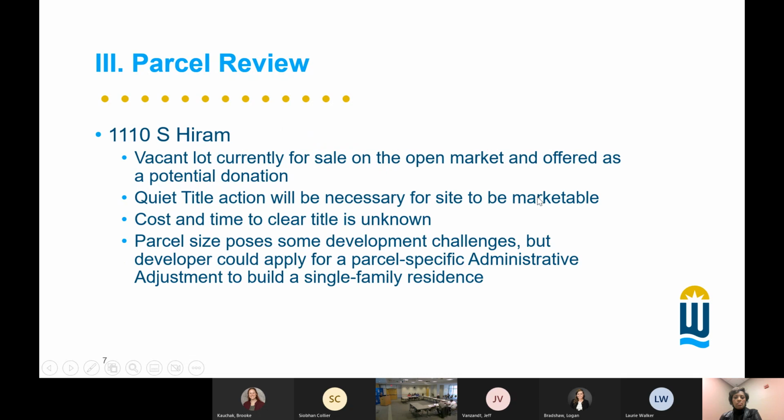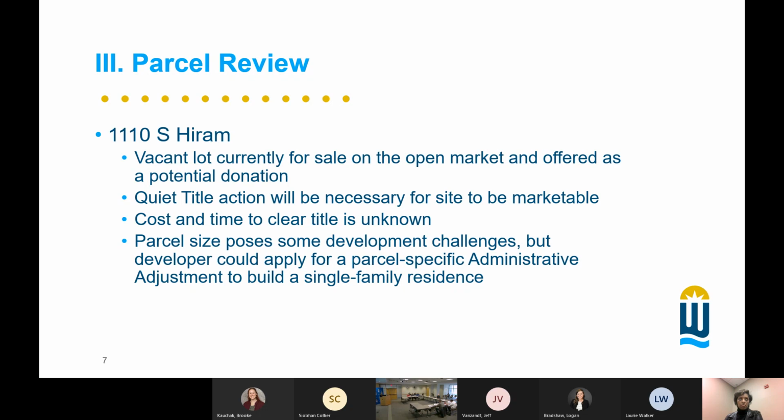We also were, I believe, again, real estate office was approached about a potential donation for the land bank. The property is at 1110 South Hiram. This vacant lot is currently for sale on the open market, and the land bank has been approached about it as a potential donation. It's our understanding that this property does have some title issues, and so a quiet title action would be necessary for the site to be marketable. At this time, the cost and the time to clear the title is unknown, and so we have not yet embarked on any significant title research or anything that would cost.